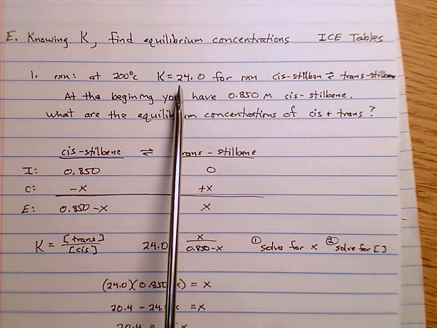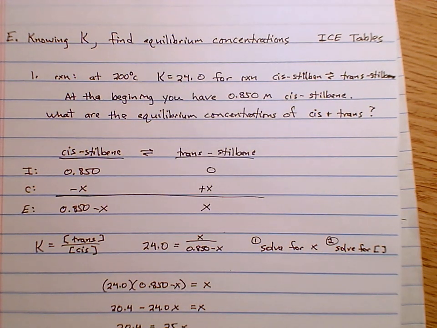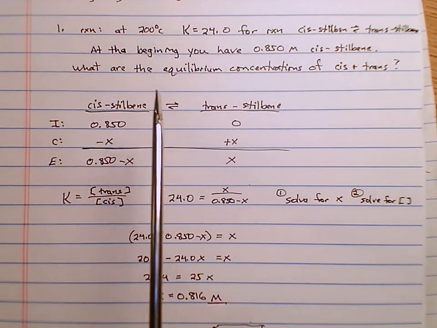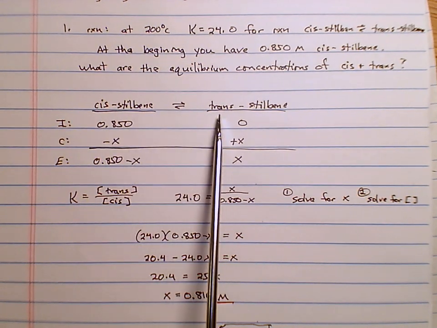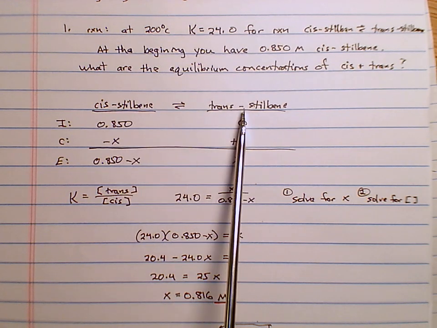We know our equilibrium constant. We want to get the concentrations of cis and trans stilbene at equilibrium. Well, we set up the ICE table. I always like to start it with the equation. I put the equation up here. Cis-stilbene in equilibrium with trans-stilbene. Here's our cis, here's our trans. I need to know their concentrations.